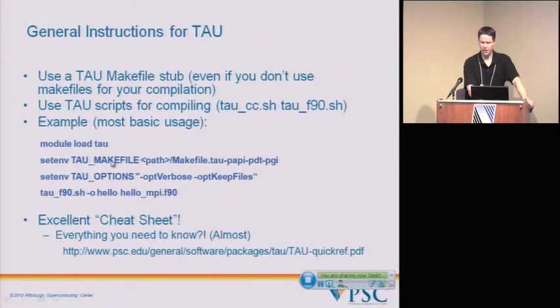You set this environment variable to the right makefile. You set this to take care of any options you need at compile time. And then you replace your call to whatever Fortran 90 compiler you were going to use with that. Everything else on your compile line remains exactly the same. And then away you go.